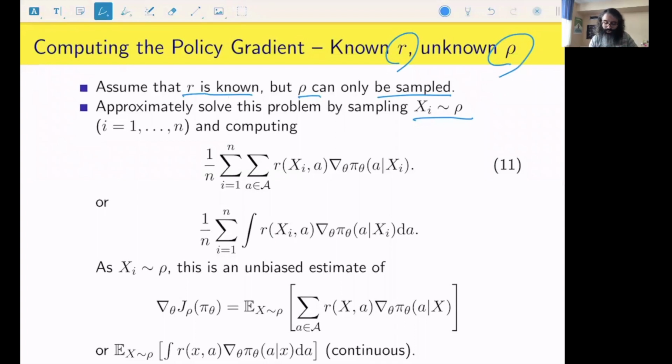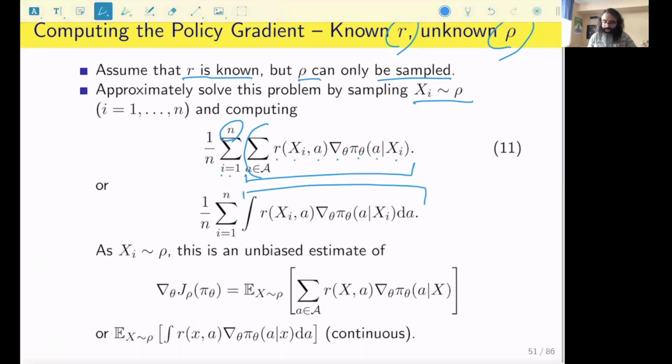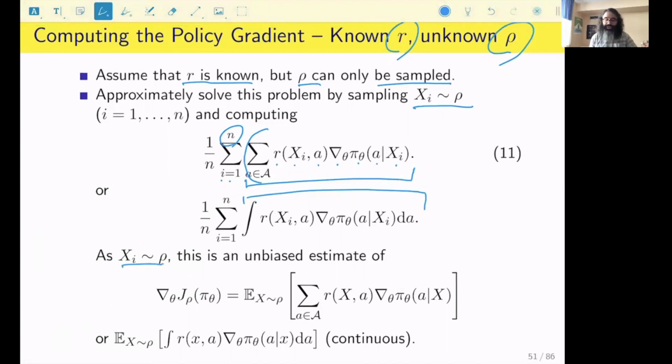So this summation would be 1 over n, sum over i from 1 to n, the number of data points, of the summation over actions of r of x_i and a times gradient of pi theta of a and x_i. Or if we have a continuous action space, this would be this integral. So this is simple. And since x_i is coming from the distribution rho, this would be an unbiased estimate of the policy gradient. So the policy gradient would be, as I had before, an expectation over x of this quantity. So if we compute it, a single sample from it would be an unbiased estimate of our policy gradient.